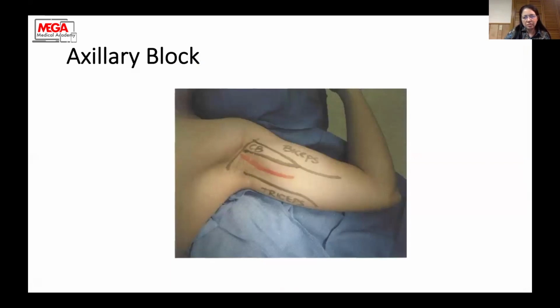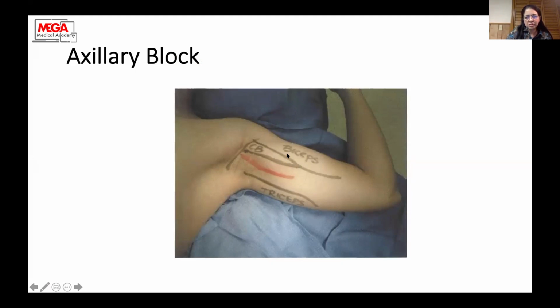Another block of the brachial plexus is called the axillary block, and it's a relatively easy block and a safe block. But it doesn't give you the same coverage as the previous ones. It will give you something like from the mid-humeral down. So it's not good for surgeries in the upper shoulder. It's not good for surgeries where they need a tourniquet here.